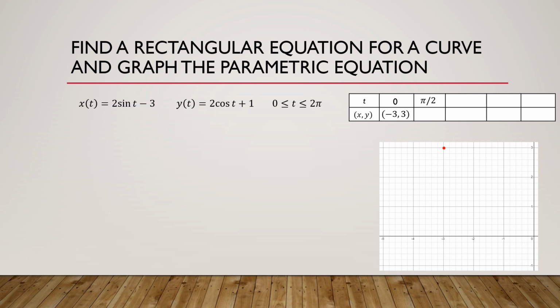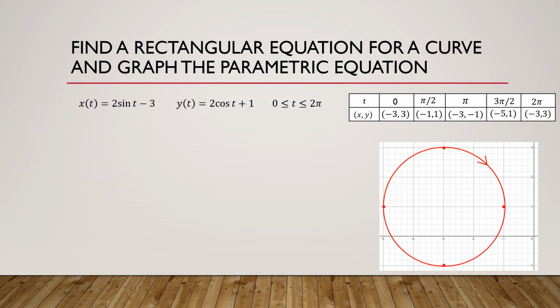At pi over 2, x is -1 and y is 1. At pi, x is -3 and y is -1. At 3 pi over 2, x is -5 and y is 1. Finally, at 2 pi, x is -3 and y is 3. This graph is a circle moving clockwise from (-3, 3) and centered on (-3, 1).